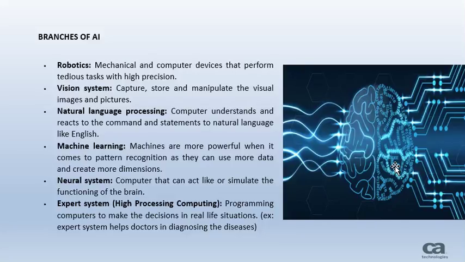Coming to the vision system, we humans capture an image, understand, record. It's the same thing with the robots. They capture, store and manipulate the visual images and pictures. Natural language processing. We humans can understand, read and write through a medium called language. Similarly, a computer understands and reacts to the commands and statements in natural language like English or binary system, that is 1s or 0s.